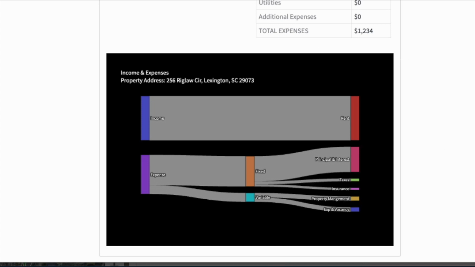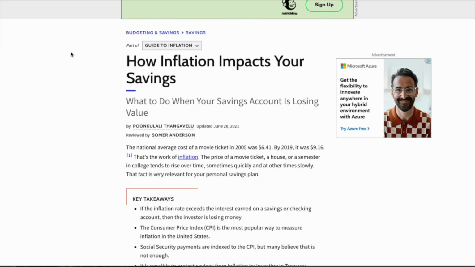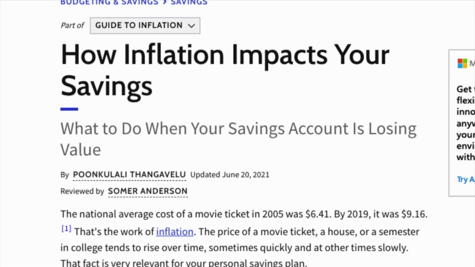Now let's take a step back before looking at how to create that chart on why do we care about investing to begin with. One of the main reasons why we care about investing, whether it is in real estate or not, is because of inflation. Inflation is basically the cost of a good increasing over a period of time. So in this example that Investopedia has, a movie ticket in 2005 was $6.41. By 2019, it was $9.16 because of inflation.